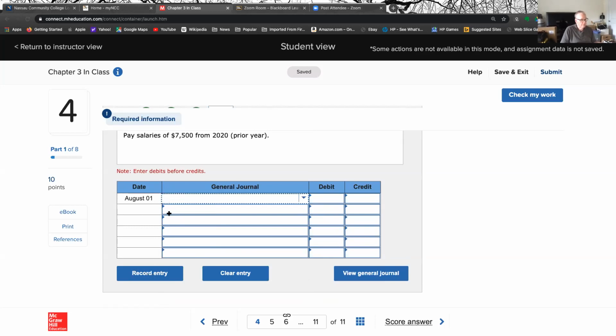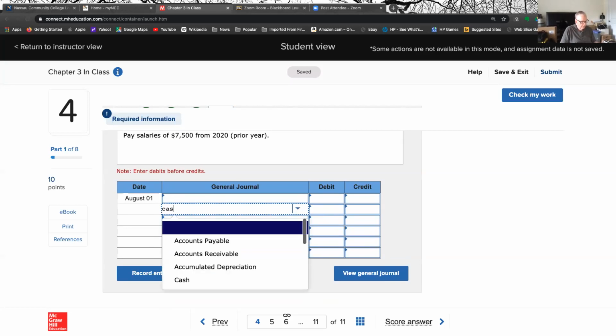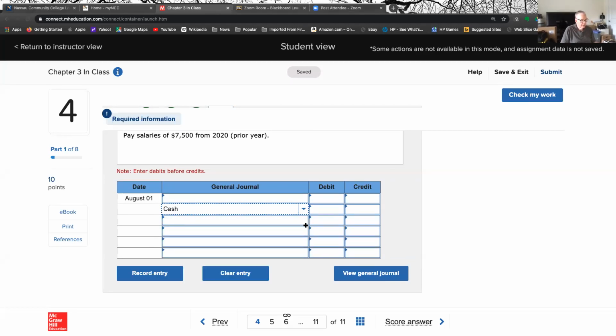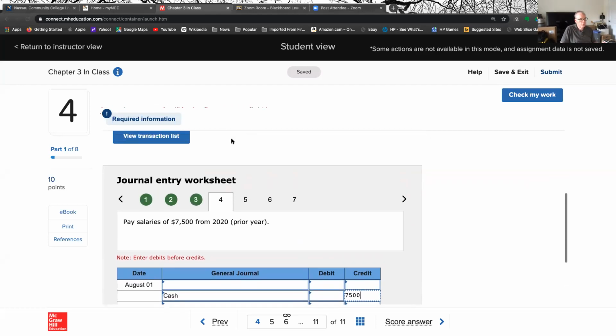Pay salaries. So whenever I see the word pay, that means credit cash, right? Whenever I see that word pay. Pay salaries $7,500 from prior year. Now, as soon as you see prior year, you should start to think what? Liability. So look at your trial balance.